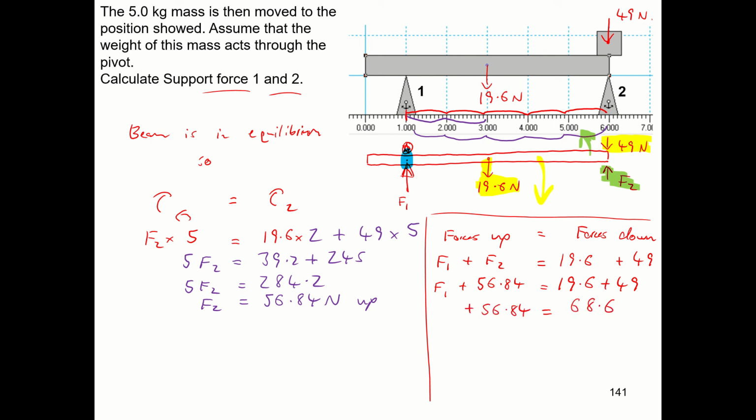So the mystery force pushing it up is F1 plus 56.84 newtons, which we figured out using the clockwise torque equals the anti-clockwise torque condition. I stuffed that up over there. That should be an arrow going this way. Make it easier. And that means F1, to undo addition, we do subtraction. So 68.6 minus 56.84 will equal 11.76 newtons. And that's going to be upwards there. So that's one answer, and that's the other answer.